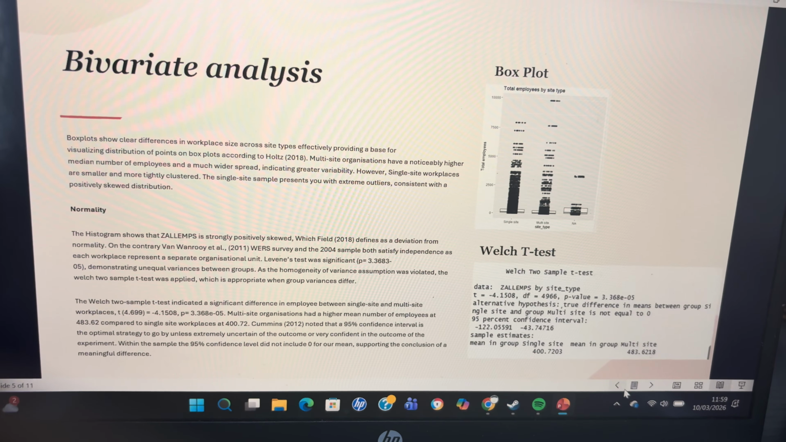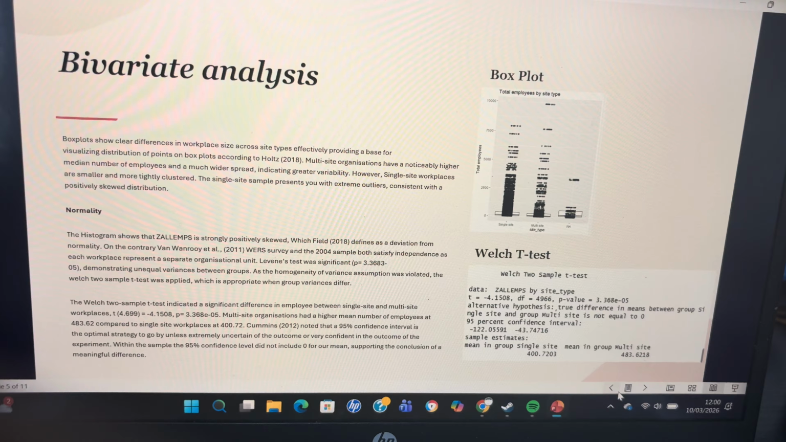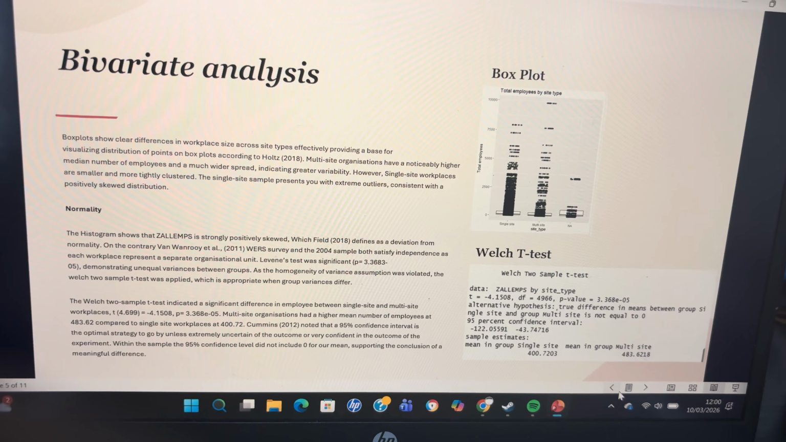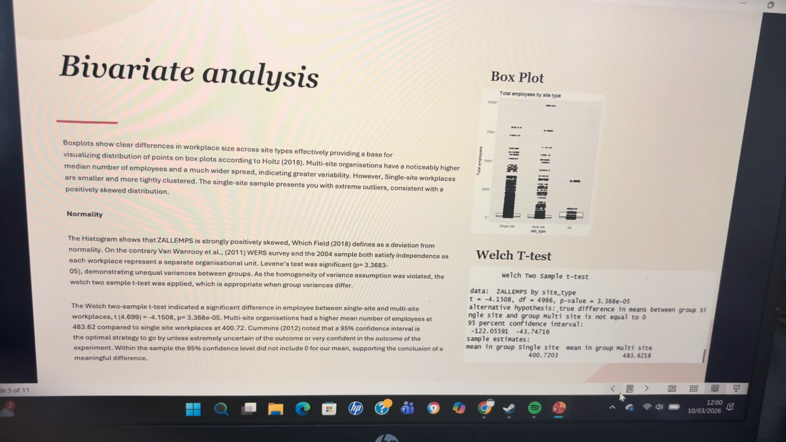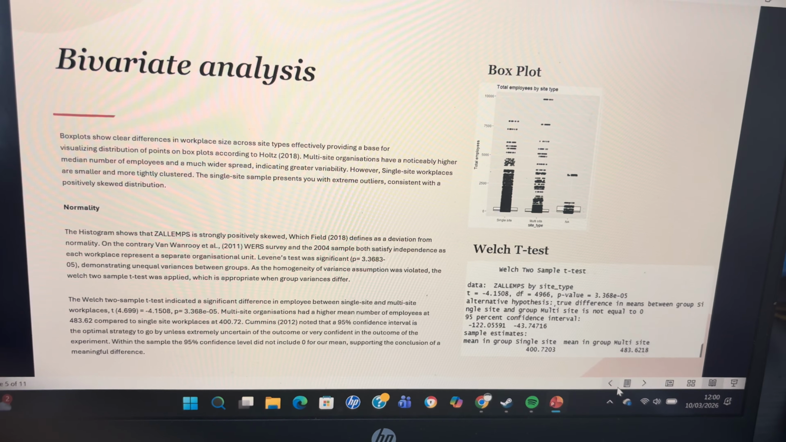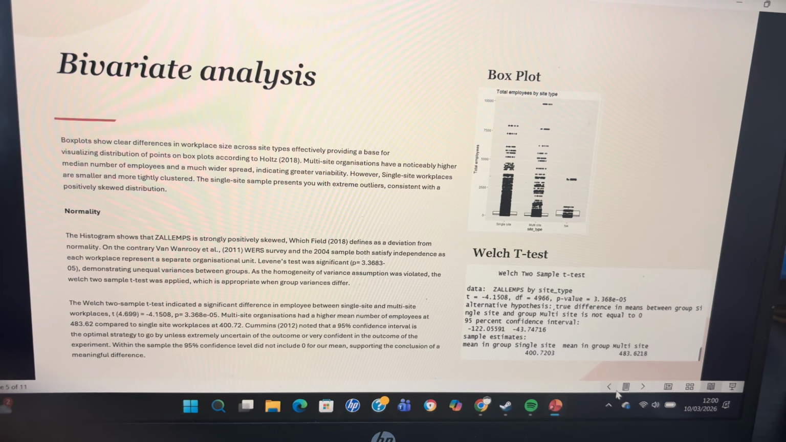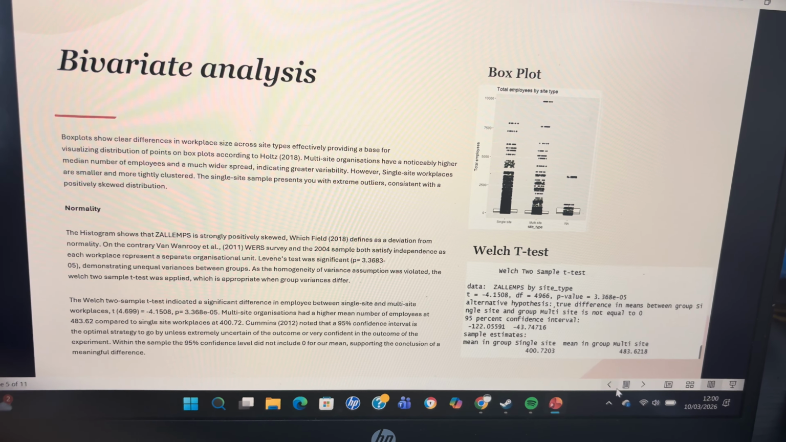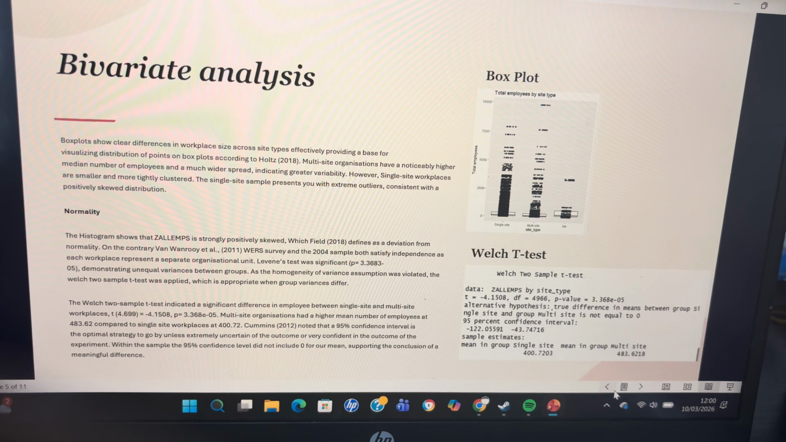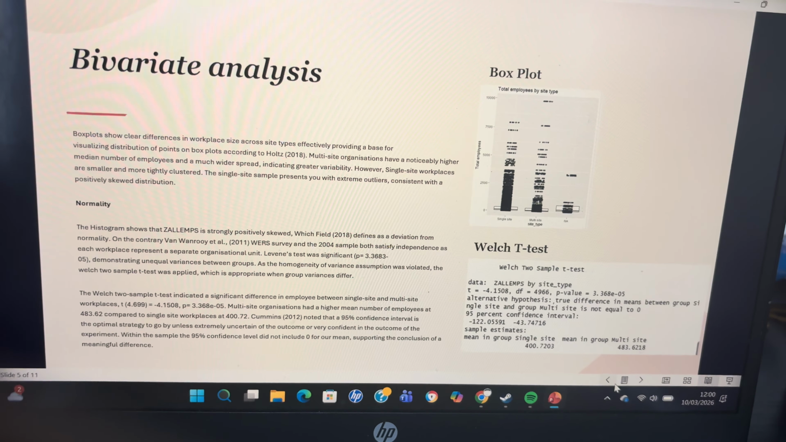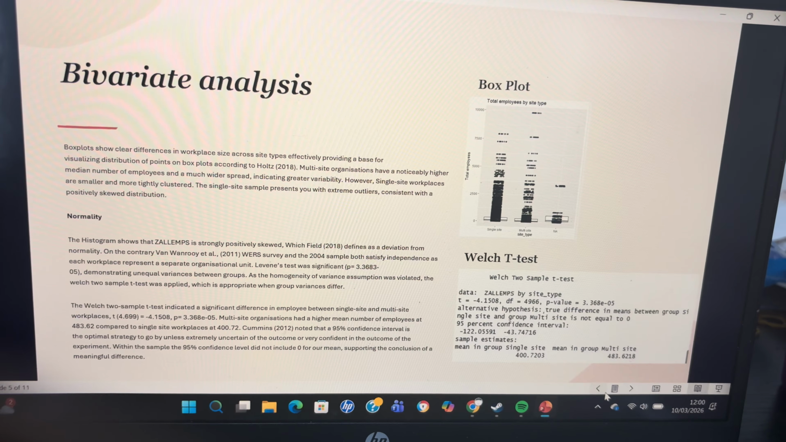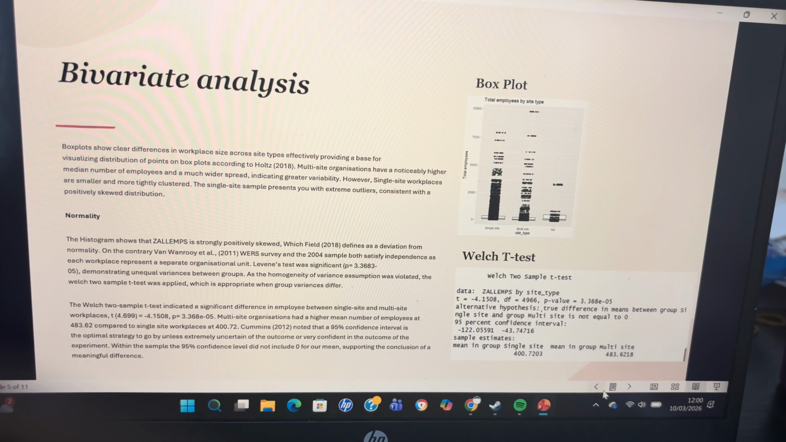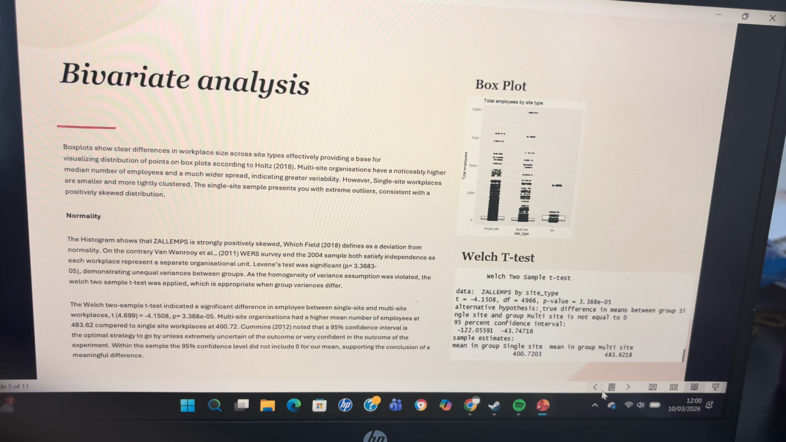Multi-site workplaces have a noticeably higher median number of employees and a much wider spread, indicating greater variability. However, single-site workplaces are smaller and more tightly clustered. The single-site sample presents a number of extreme outliers, consistent with a positively skewed distribution. Normality: the histogram shows a strongly positive skew, which Field defines as a deviation from normality.